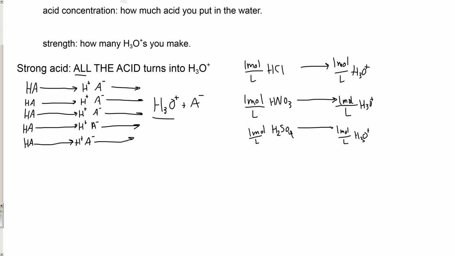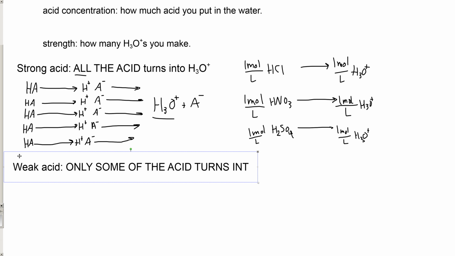Now, you can probably guess only some of the acid in a weak acid turns into H3O+. So what does that mean for us? I'm going to do a weak acid now. I'm not going to draw all of this. But only a couple of these are going to turn into H3Os.